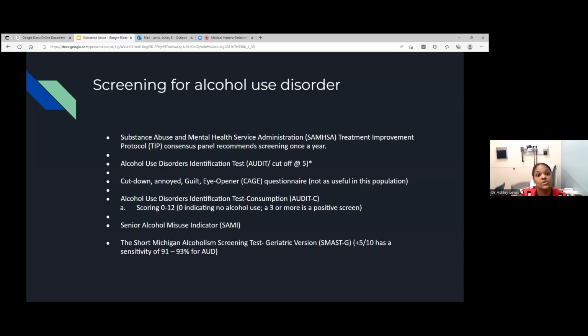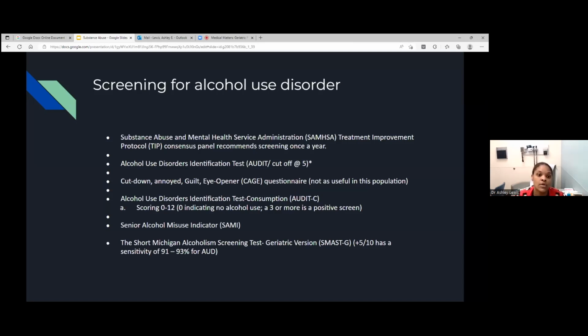Screening for alcohol use disorder. So there are several different screens that can be used. The Substance Abuse and Mental Health Services Administration Treatment Improvement Protocol consensus panel recommends screening once a year. So I listed several different screening tools that can be used.